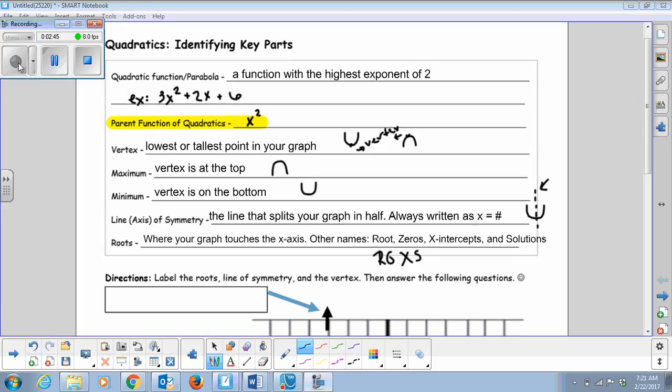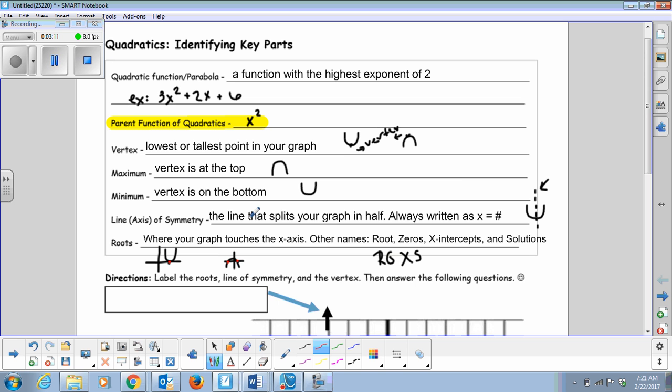Okay. So if you had a graph, and let's say your parabola looked like this, you would have one root right here at the x-intercept. You could have 2 if it looked something like this. So my roots would be right here. So right where this graph touches the x-axis.